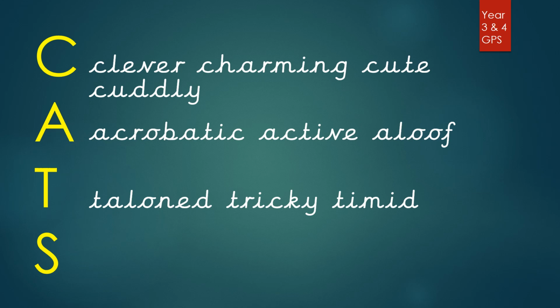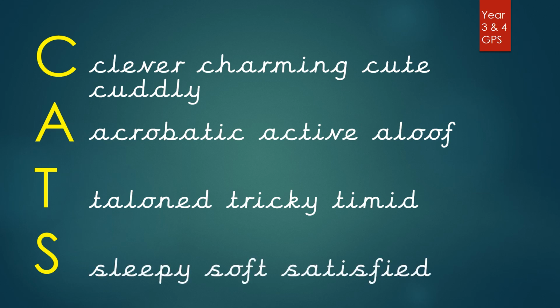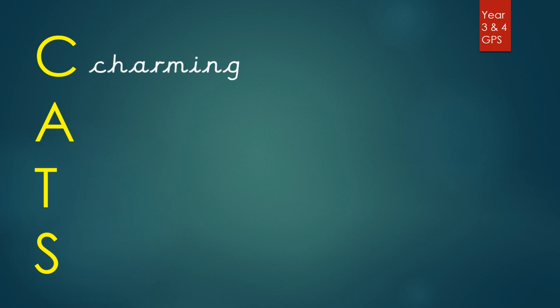And lastly, adjectives that begin with an S. Sleepy, soft, and satisfied. So my job now is to choose one, or you could choose 2 or 3, I guess, but I choose one of those adjectives to make my acrostic poem. So I've written cats down the side and I'm going to choose charming. You need to remember, though, not to include that C of charming in your poem because that's a charming. You need to cross out the C so that charming begins with a capital letter.